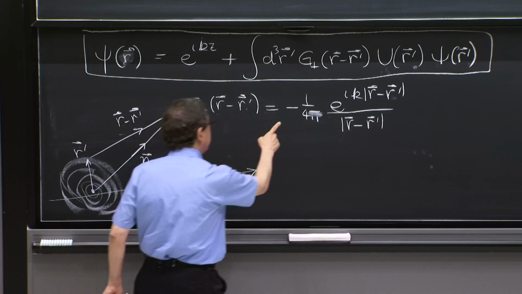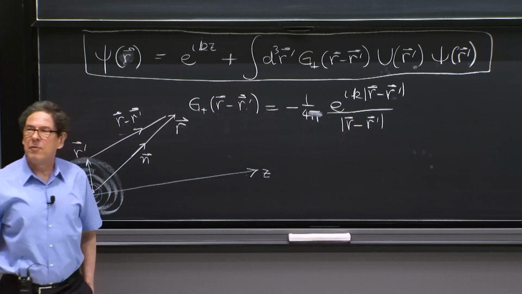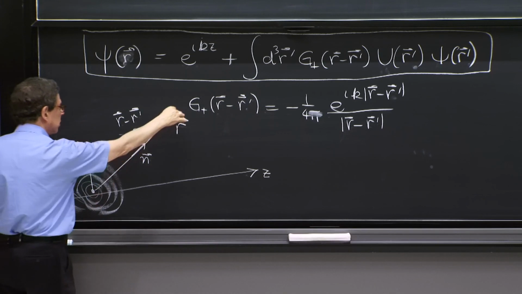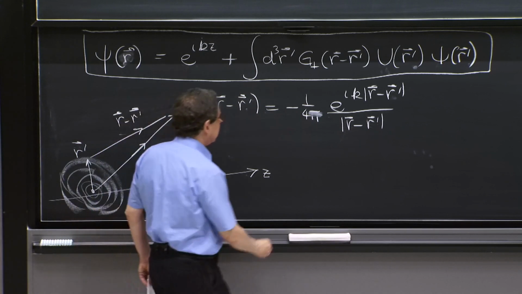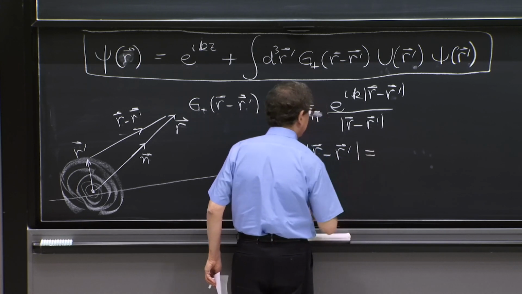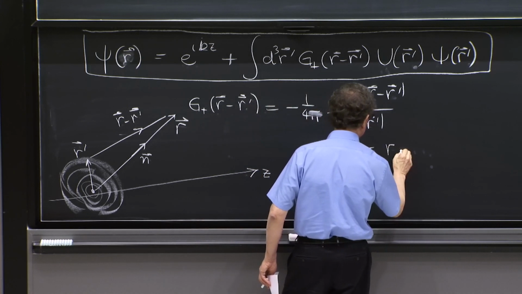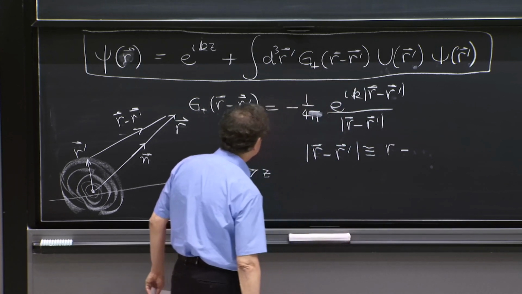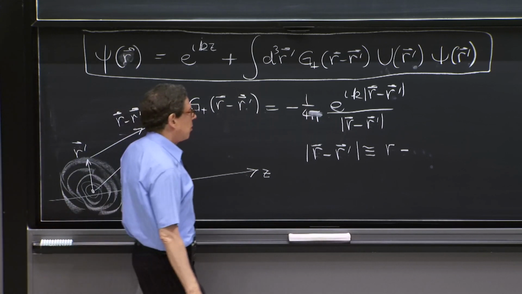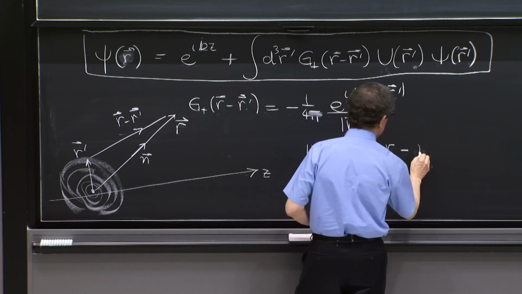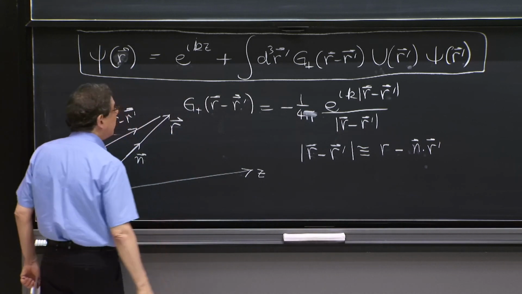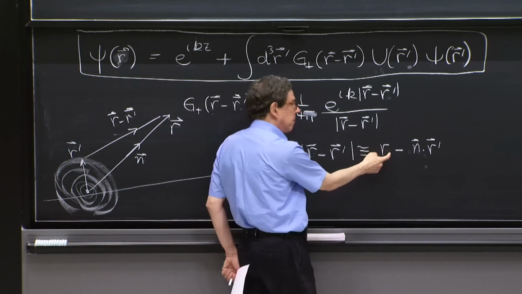So we did a little approximation of this Green's function for the case where r prime, where you're looking, is much smaller than r. In that case, the distance r minus r prime is approximately equal to r minus, so that's the distance, the vectors. When you don't put an arrow, we mean the distance. So this is r minus n dot r prime. To zeroth approximation, this is the most important term.